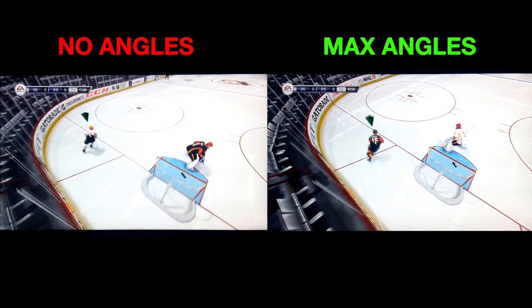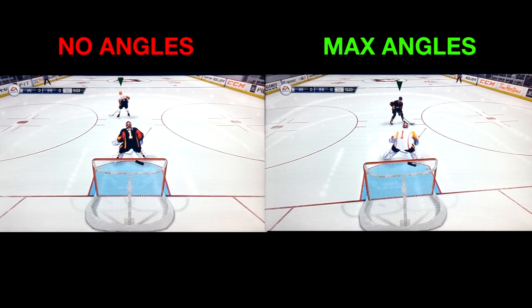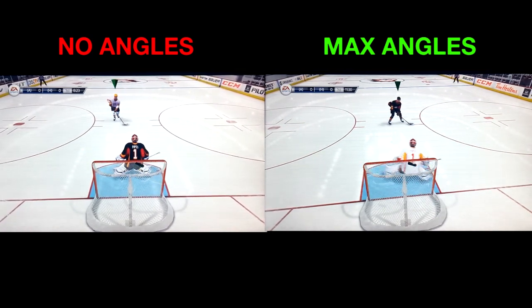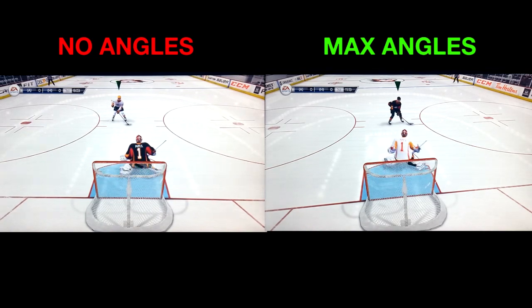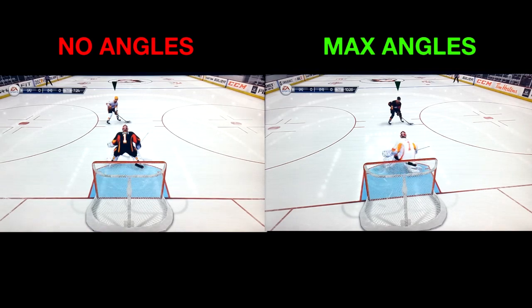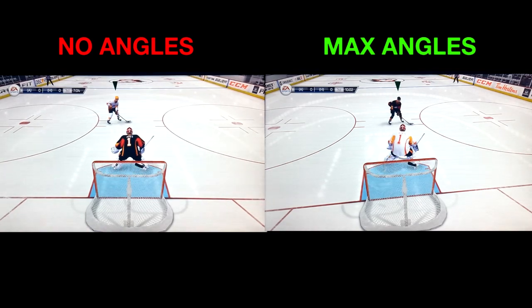So let's move on to movement, and you'll see there's not really a difference at all here. On the right with angles, it kind of looks a little quicker, but I honestly think that's just a trick of the camera or the video or connection or something, because in-game I can tell you for a fact that you're not any quicker.